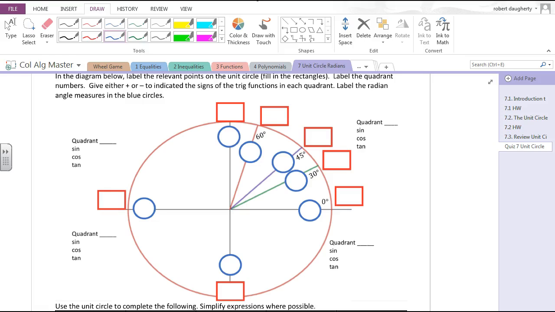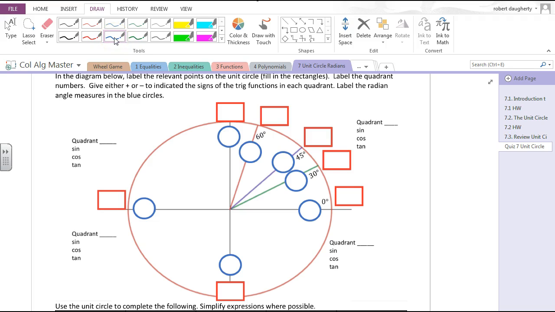Class, this is quiz number 7, which was unit circle degrees, but converted to radians. So you're getting ready for quiz 8. Quiz 8 is basically quiz 7, but there are no degrees. Everything is in radians. So you've got a link to this quiz. It's the quiz you already took, but we've converted everything to radians. So this is what will be different.